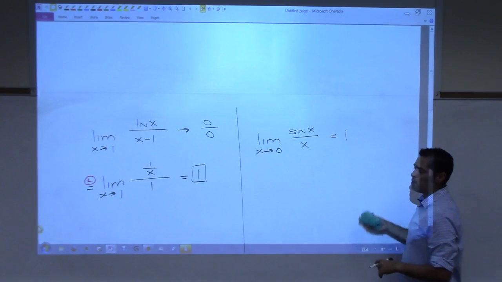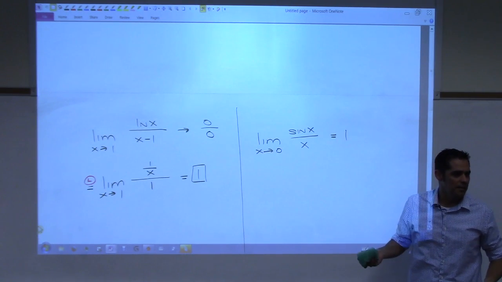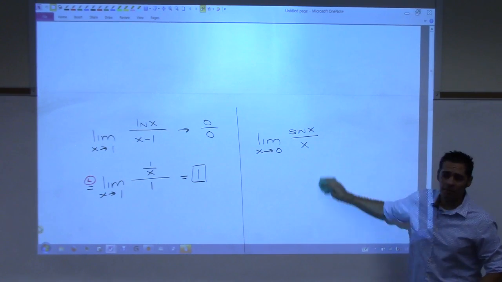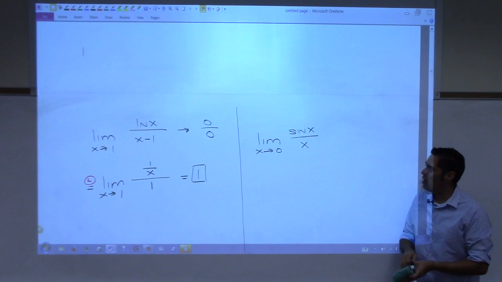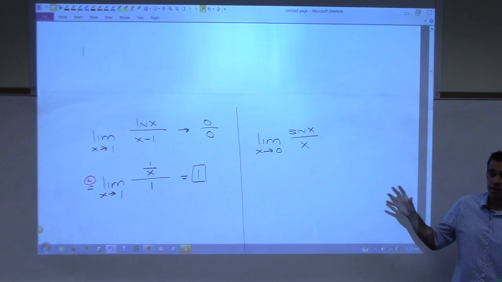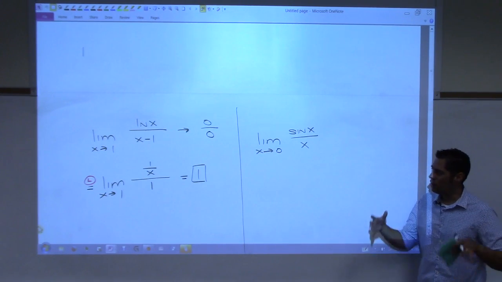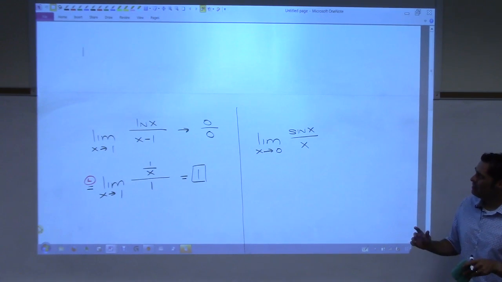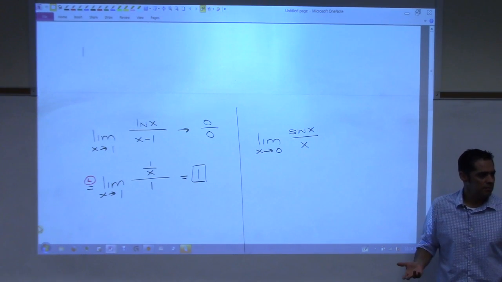Now, you were supposed to just take that on faith back then. And I said the proof of it's very kind of nice. You could come by my office, I could show you. There's a geometric proof for this. It's really cool. It uses what's called the squeeze theorem. But we can do it with L'Hopital's rule now.